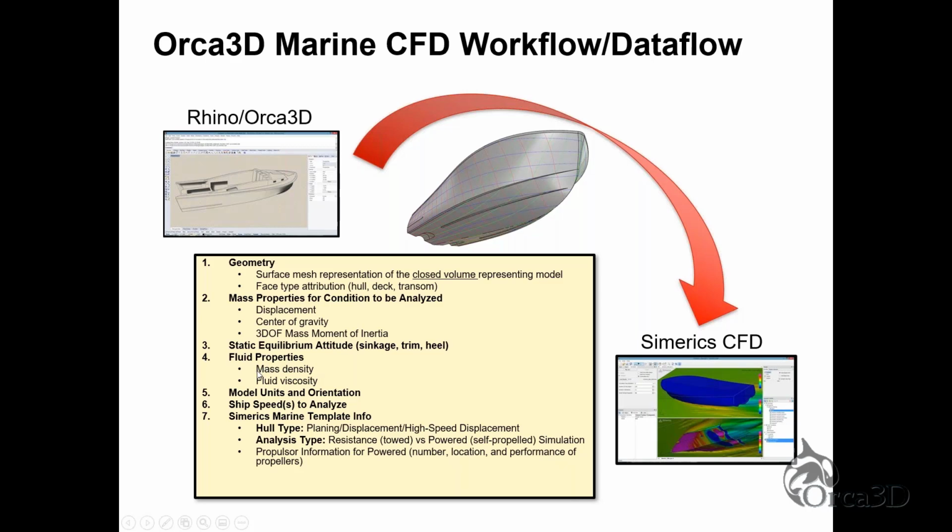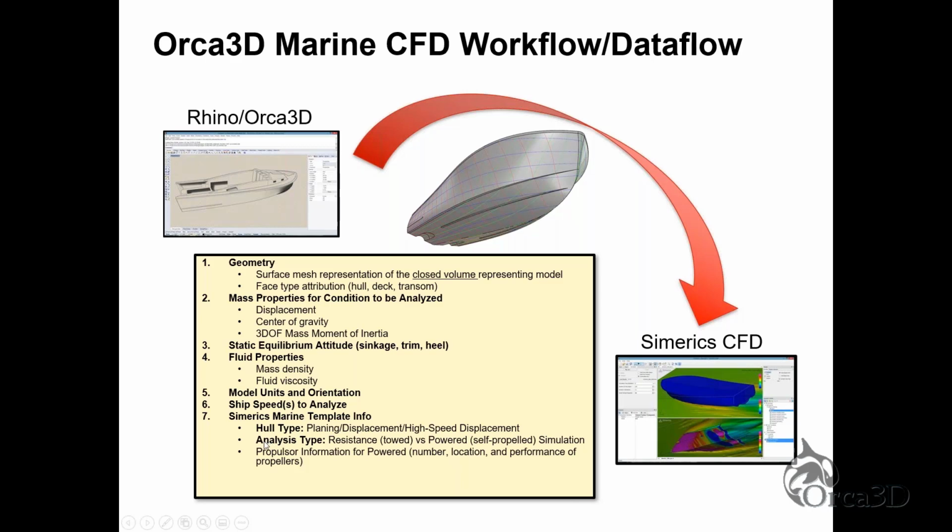We need to know whether you're running in freshwater or seawater or something in between. We need to know things like your model units and orientation, the speed that you want to analyze, and then some additional information that helps the marine template do its job most effectively. Mainly what we're asking you to tell us is what type of hull are you analyzing? Is it a planing hull, a displacement hull, maybe a high speed displacement? Some people call that semi-planing hull. By telling us that information, we're able to optimize the setup of the simulation and the meshing done for the simulation.